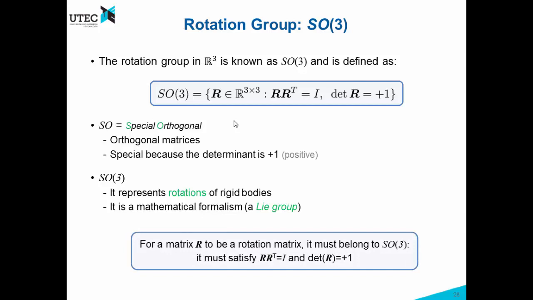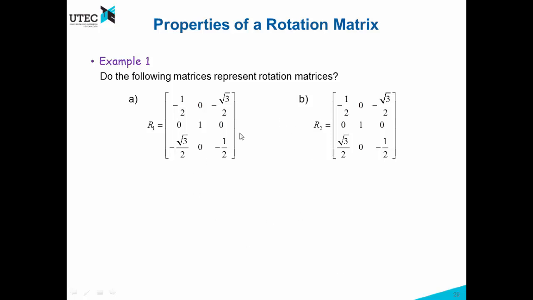What is really important is to know that for a matrix R to be a rotation matrix, it must belong to SO3. In other words, for any matrix R to be a rotation matrix, it must satisfy these two properties: R transpose R equals identity, and determinant of R equals plus 1. For example, if we want to determine if these matrices are rotation matrices, we have to apply the previous properties. In the first case, we can first compute the determinant of this matrix. You can do this using MATLAB, Python, Octave, or any program that you want. You don't need to do it by hand. The determinant will be 1/2. So since it is 1/2 and it is not 1, then of course this is not a rotation matrix.